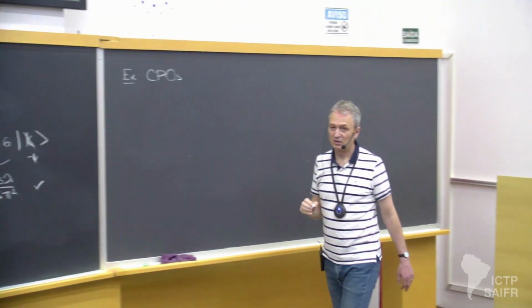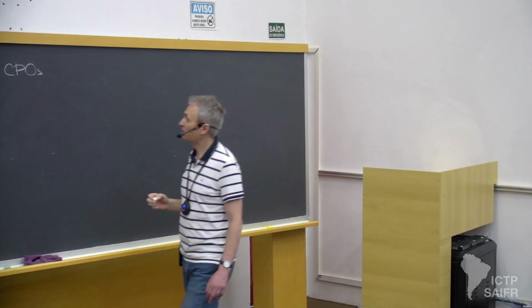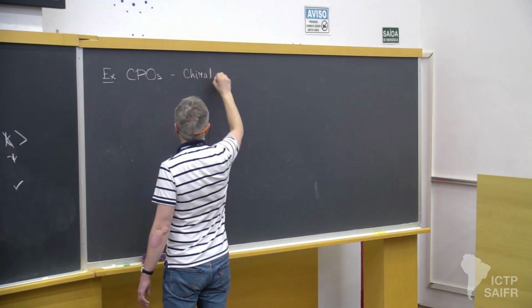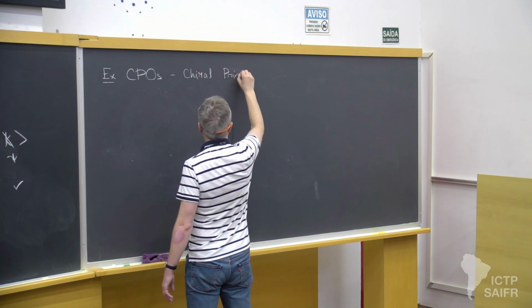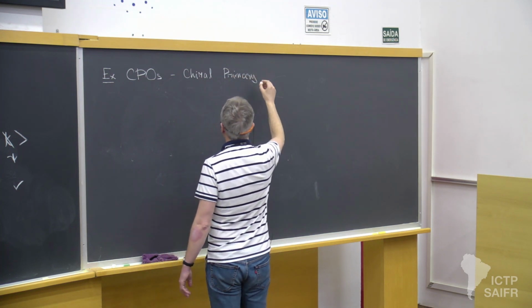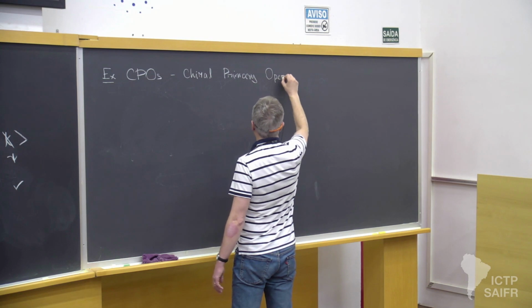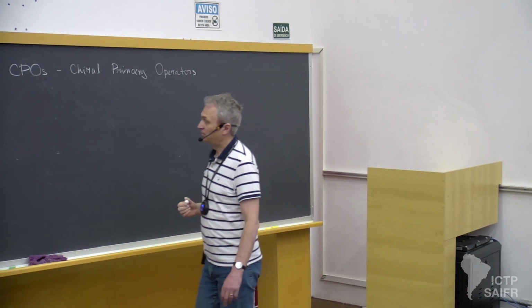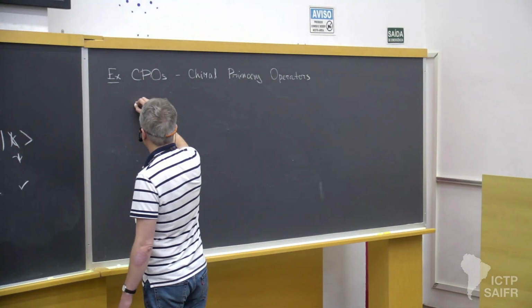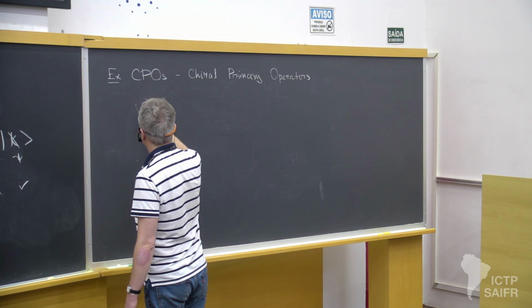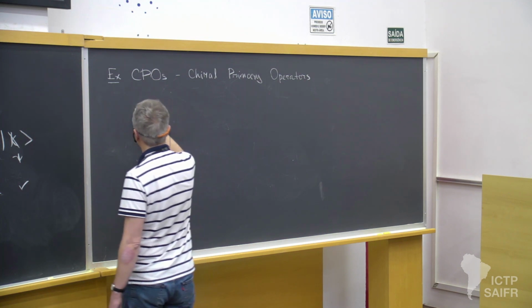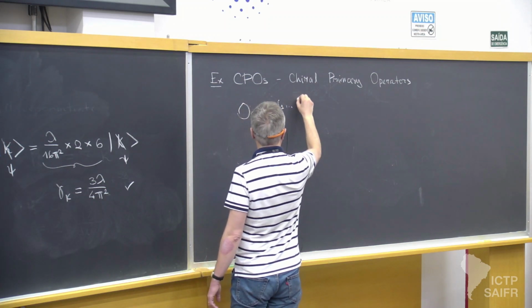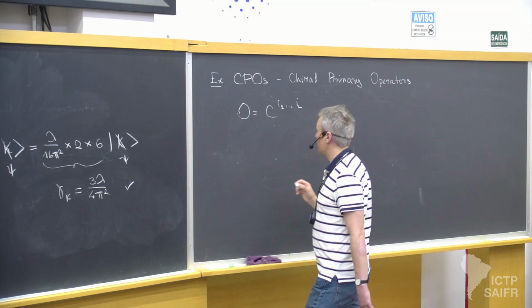Another important example is that of chiral primary operators. So chiral primary operators are states in which the wave function that contracts the indices is traceless and symmetric.